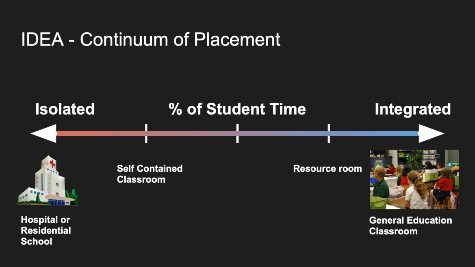continuum of placement. What happens here is students get placed somewhere on this bar here. And it's not so much that that is permanently where they are all the time. It is really about what percentage of students' time. For example, the Including Samuel movie is a great example of a student who had hospitalization at certain times, but was also very much included in the general education classroom. So his placement on here would not be totally integrated. It would be somewhere in the middle between totally integrated and isolated in a hospital or residential school.